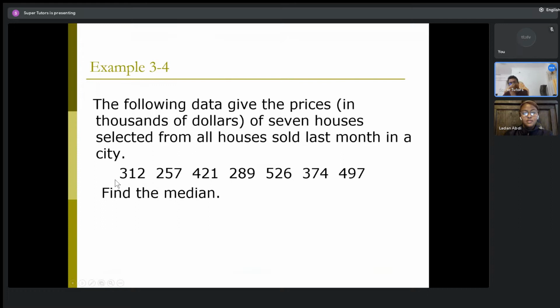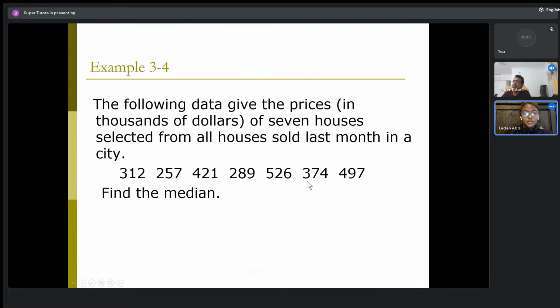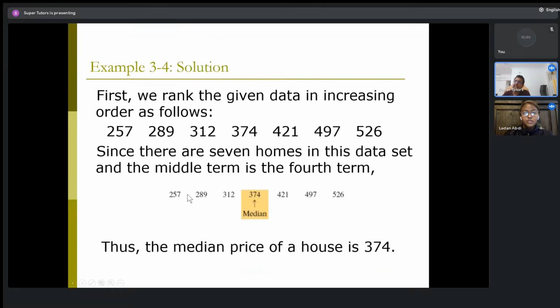So for example, this is the price of the first house, $312,000. Price of the second house $257,000, and so on. Question is find the median. How will we do it? We will arrange them in order, increasing order. If you see, this is in random order, right? I have a bigger number and then a smaller number and then an even bigger number and so on. So I arrange it like this in increasing order.